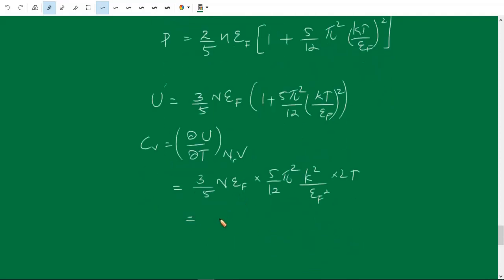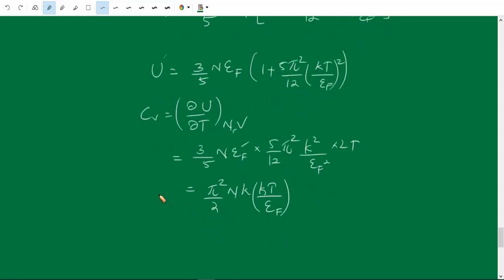So finally what we are getting is pi square by 2 Nk into kT by EF. This is the specific heat of the Fermi gas at low temperature. So here, what is this fraction? This fraction kT by EF represents the fraction of particles thermally excited, okay, as the temperature increases.